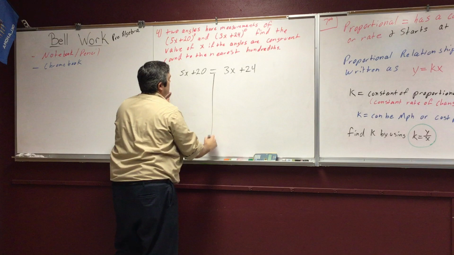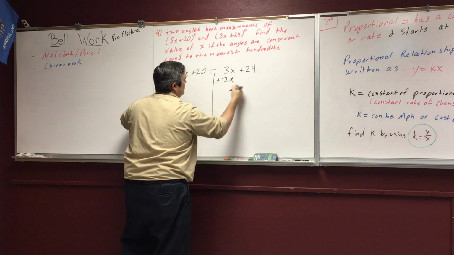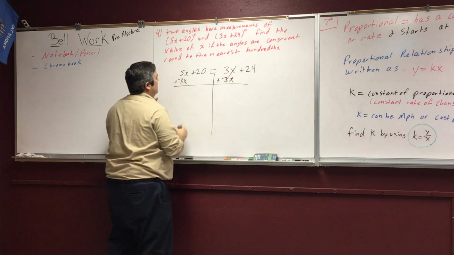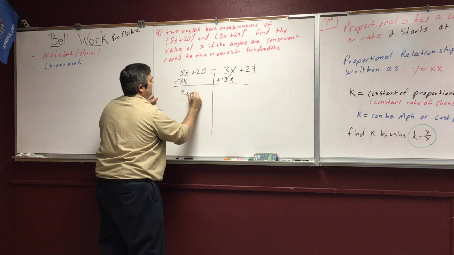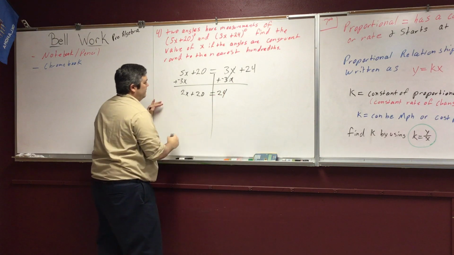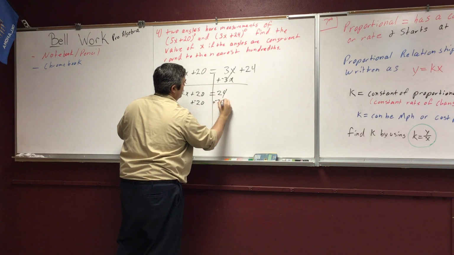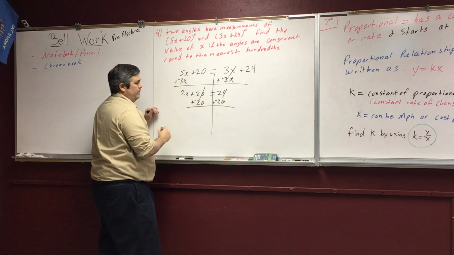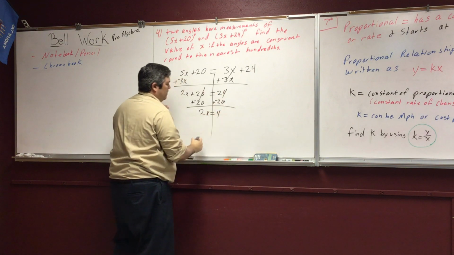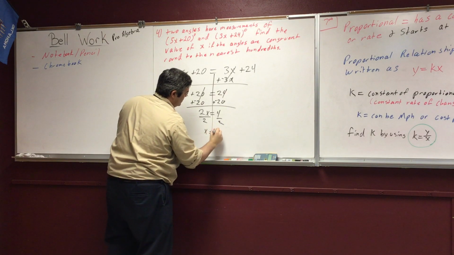All right, draw the line, add the inverse. These cancel out. This gets you 2x plus 20 equals 24, and I'm just bringing that down. Okay, add the inverse. These cancel out. You have 2x equals 4, divide by 2, divide by 2, x equals 2.